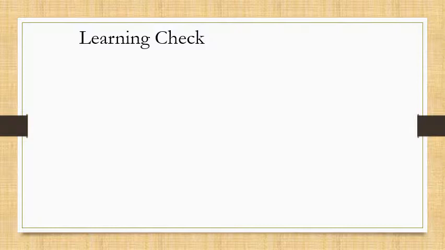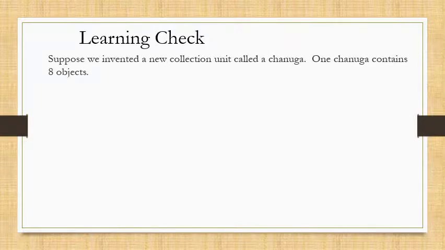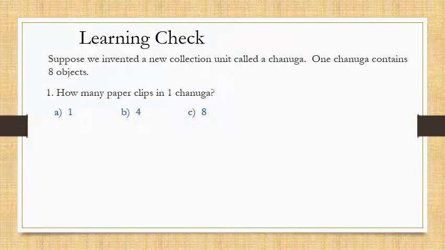So let's see how much you've learned about what a mole is. Suppose we invented a new collection unit called the Chinooga. One Chinooga contains 8 objects. So how many paper clips are in one Chinooga? Pause the video now and see if you can get the correct answer. Okay, so you should have come up with the answer as being C. One Chinooga would contain 8 paper clips.